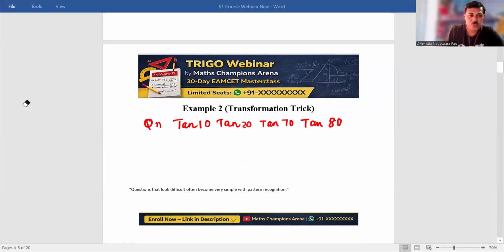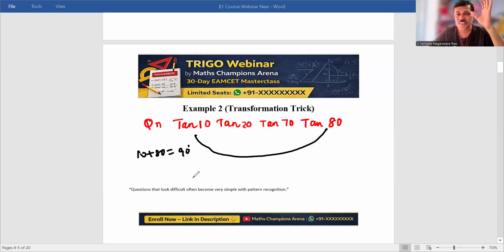Now, let us look for the pattern here. Let me take a color. Yeah, let me make it black. Now look at this. Tan 10 and tan 80. Yes, 10 plus 80 is 90 degrees. That is a complementary angle. That means tan 10 and tan 80, if you multiply, it should be 1. Tan 20 and tan 70 should be equal to 1.